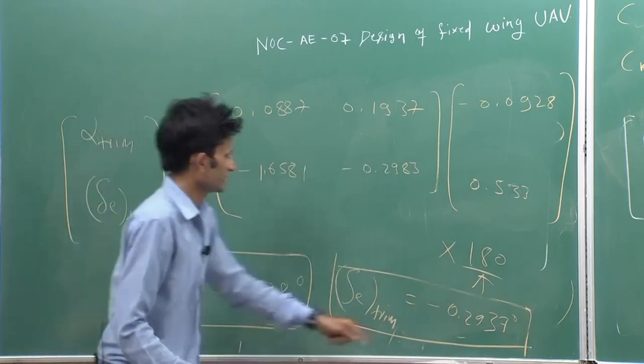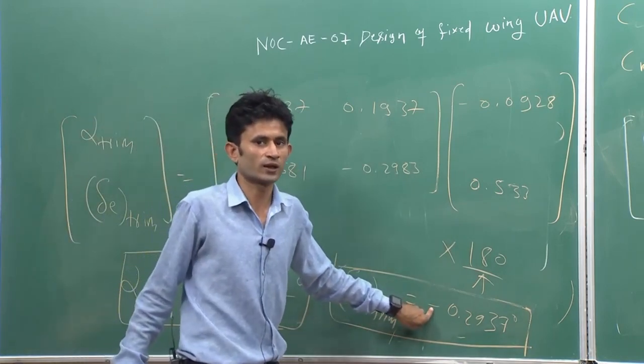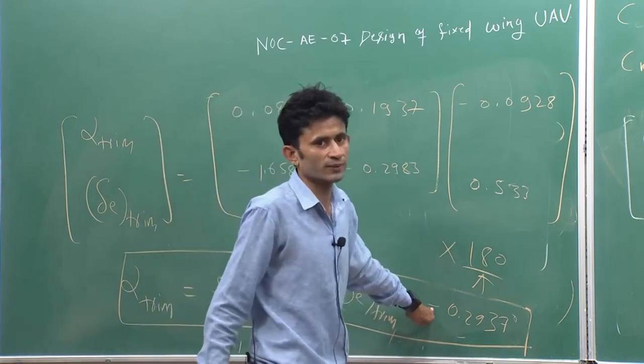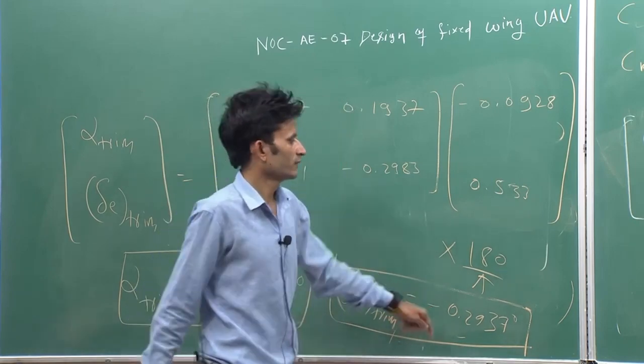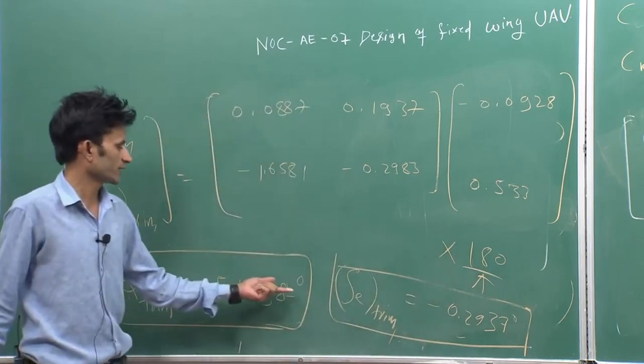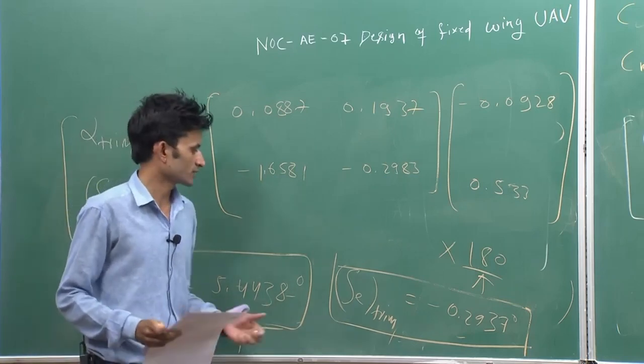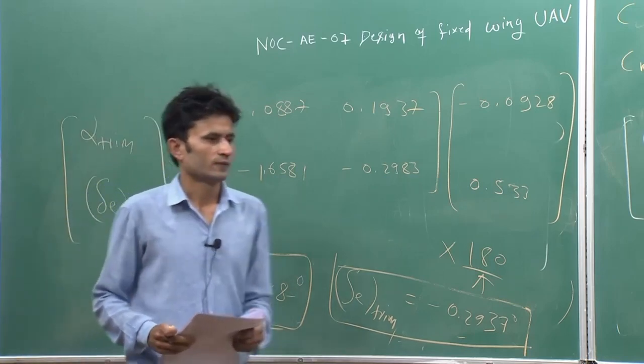The minus sign indicates that you are deflecting the elevator in the upward direction in order to trim the aircraft at 5.4438 degrees. So this is the answer to the 10th question.